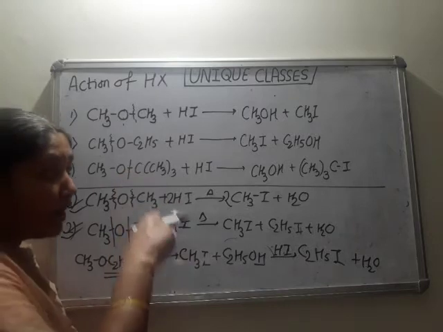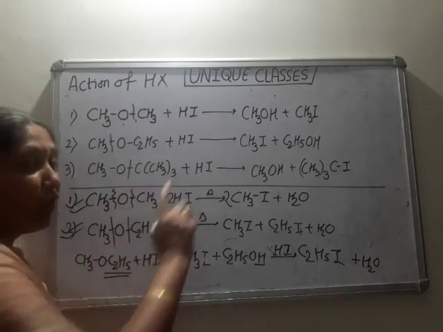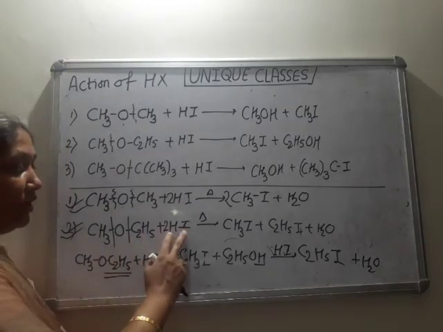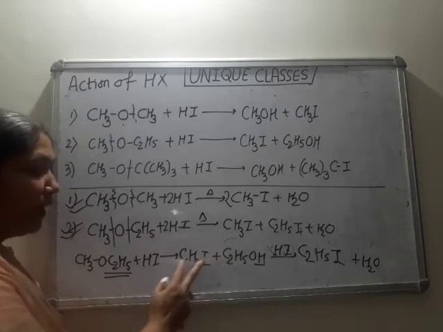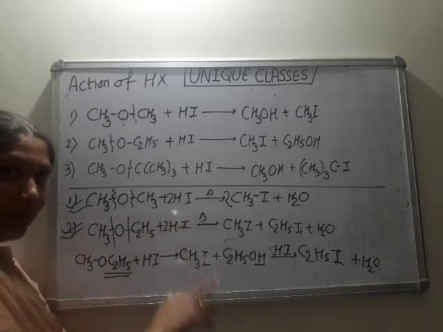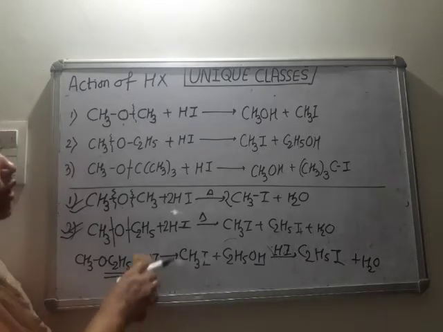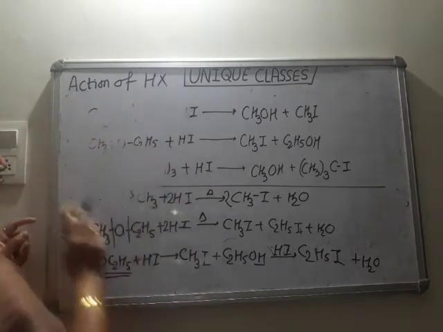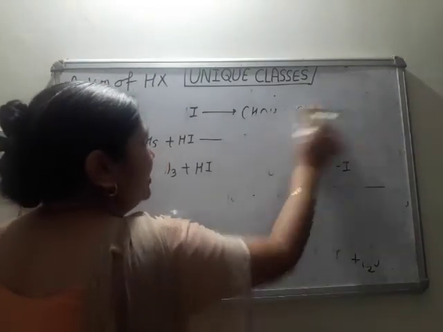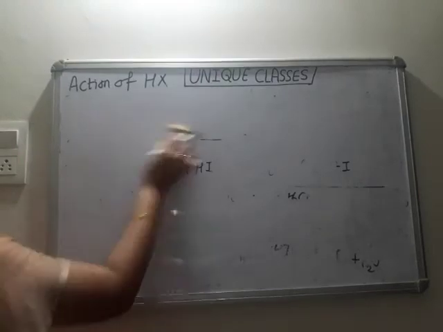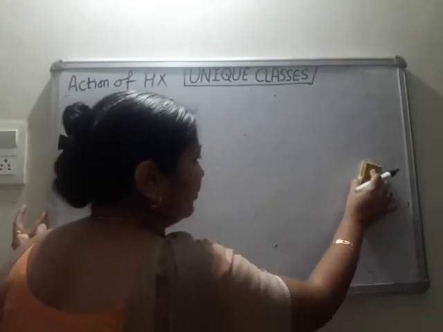Okay. Now what happens in this reaction? What is the mechanism? Why does the larger group form alcohol though it is heated with hot HI? First we get ethanol. Why not CH3OH? All these things are explained in the mechanism. So now we will discuss the mechanism of this action of HX reaction. See this reaction. Very important mechanism.